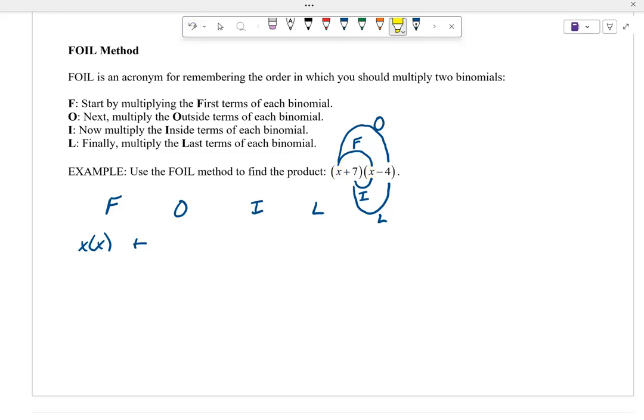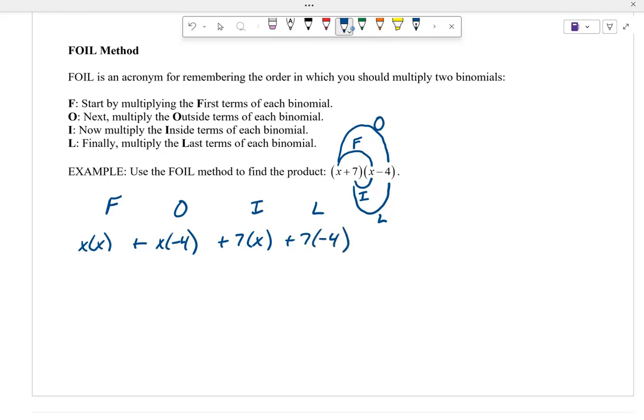And then we're going to do the outer. So that's the x times that negative 4. That's the outer. X times negative 4. Then we're going to do the inner. So that's the 7 times the x there in yellow. There's our inner, 7 times x. And then we'll do our last, which is the 7 times the negative 4. That'll be our last two.